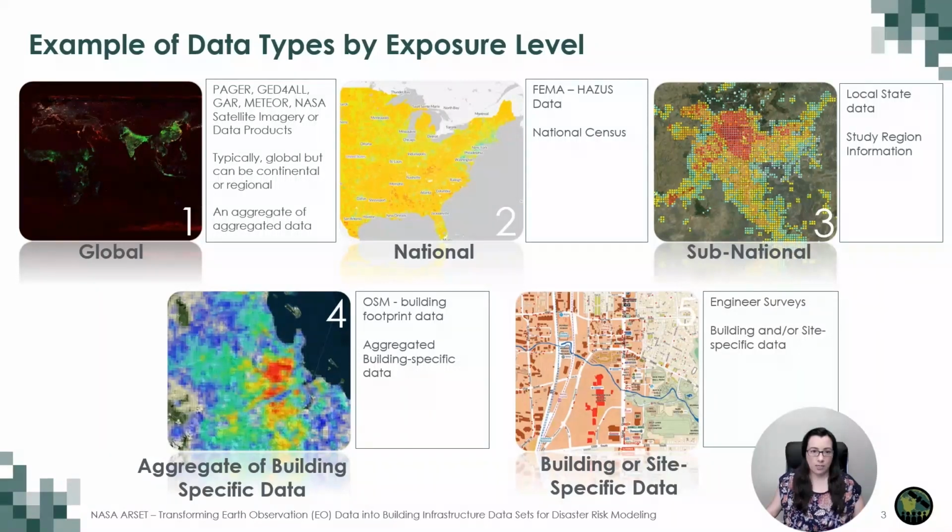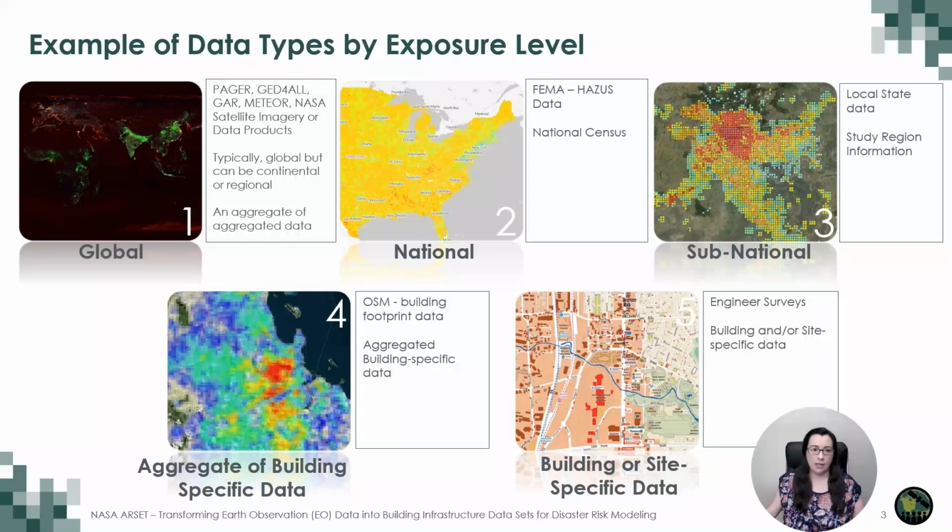Level 4 consists of a building-specific dataset aggregated either to a uniform grid, a fine-scale administrative unit, or another boundary smaller than the subnational level. Although the users compromise the spatial resolution of the available data by aggregating it, this method allows for a more accurate representation of the building exposure by reducing the noise in the data.